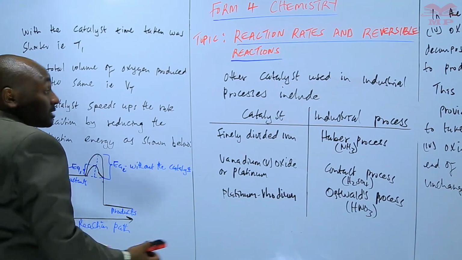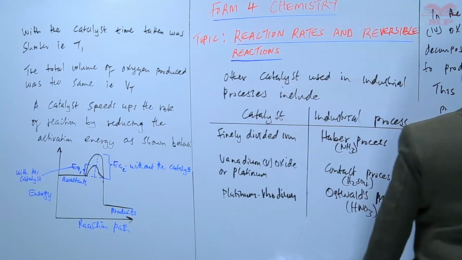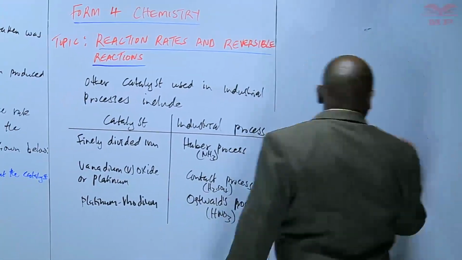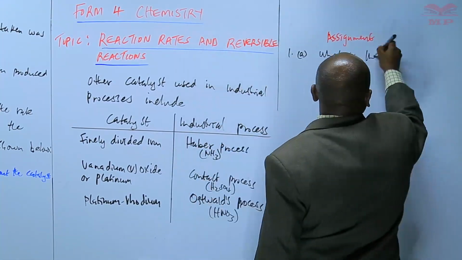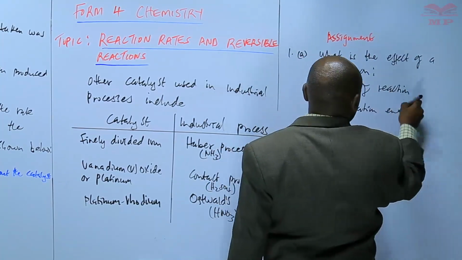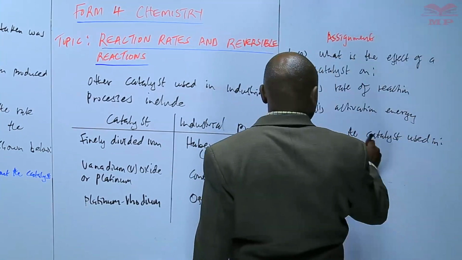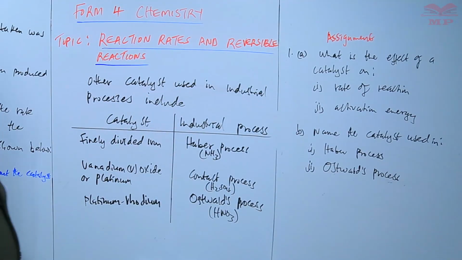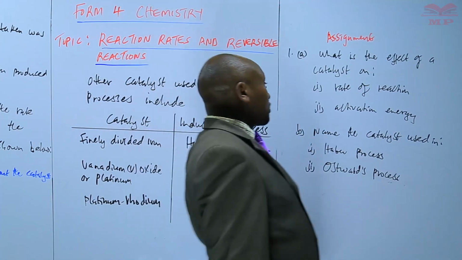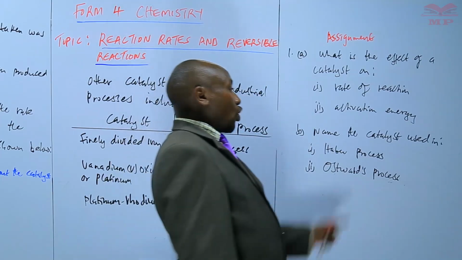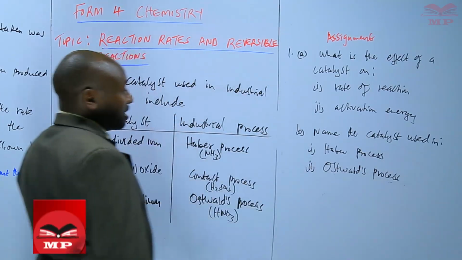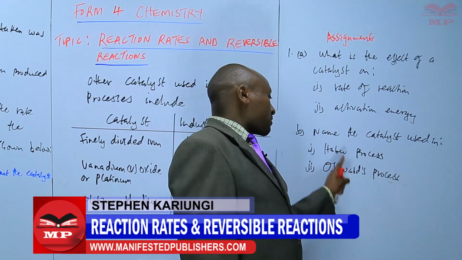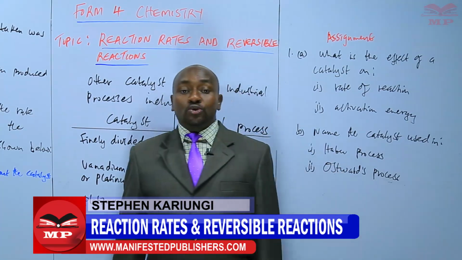So the assignment. 1A, what is the effect of a catalyst on the rate of reaction and on activation energy? And B, name the catalyst used in 1, Haber process, and 2, Ostwald process.